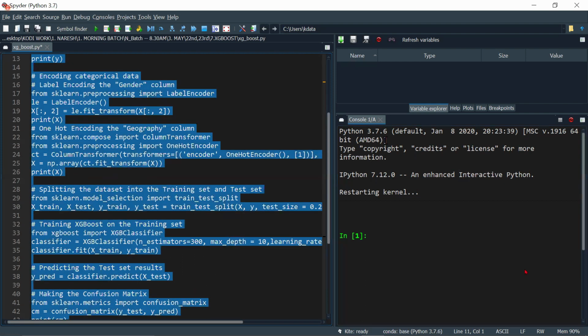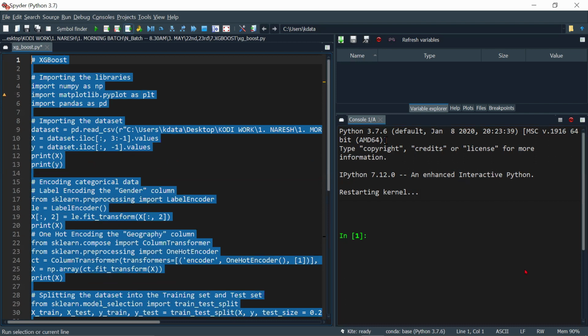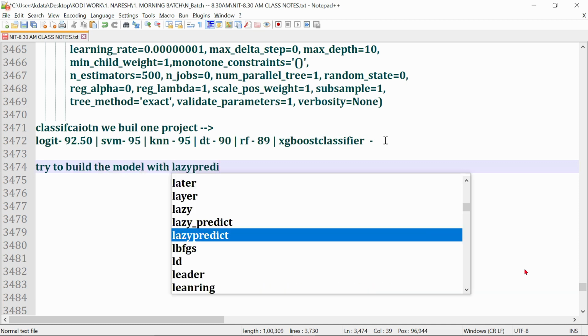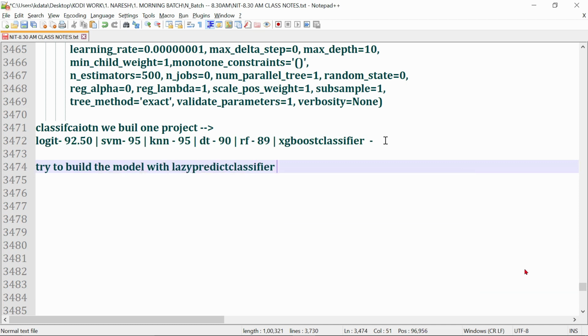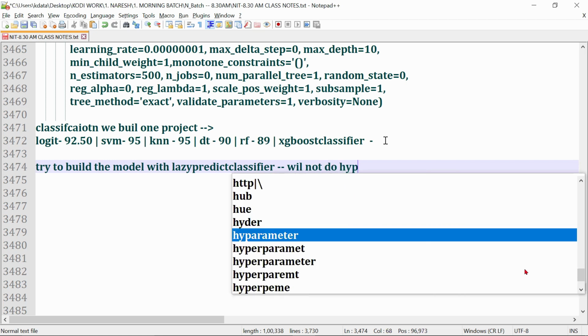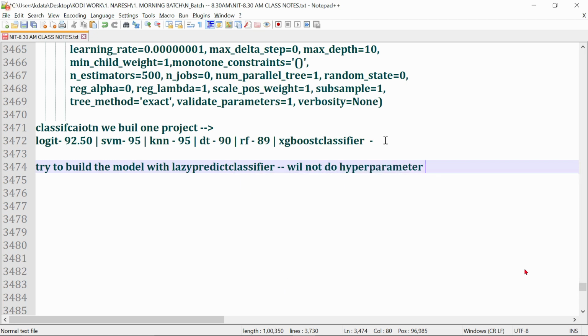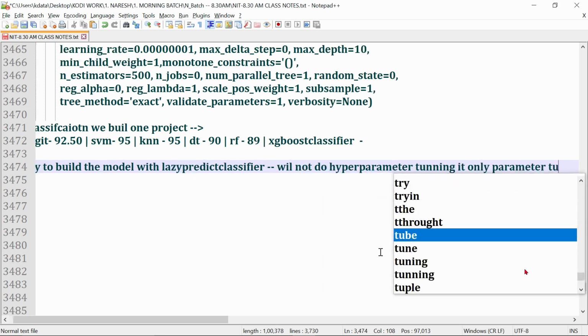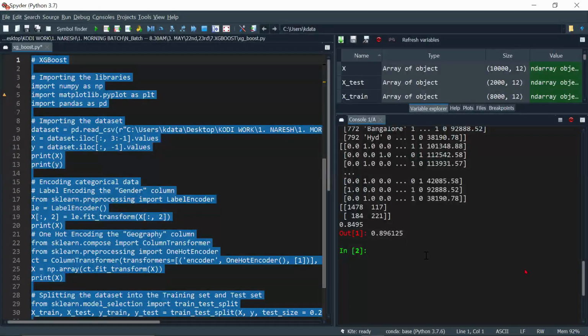Okay, you build this data and try to build the model with the lazy predict classifier. What is the lazy predict classifier, guys? The lazy predict classifier will not do hyperparameter tuning. It will do only parameter tuning. So I mean to say, 89. Accuracy is increased or not in the learning rate? The accuracy is increased, guys, 85 to 89, isn't it?